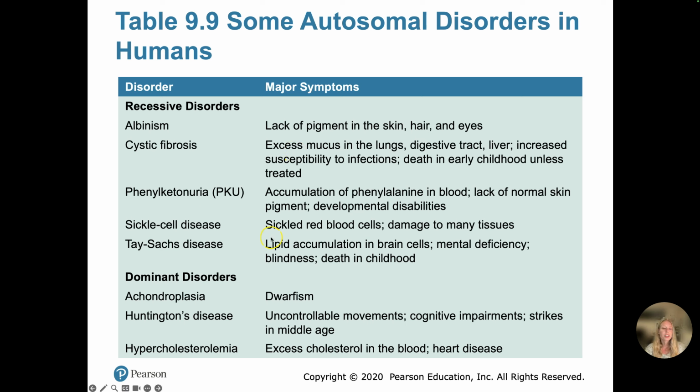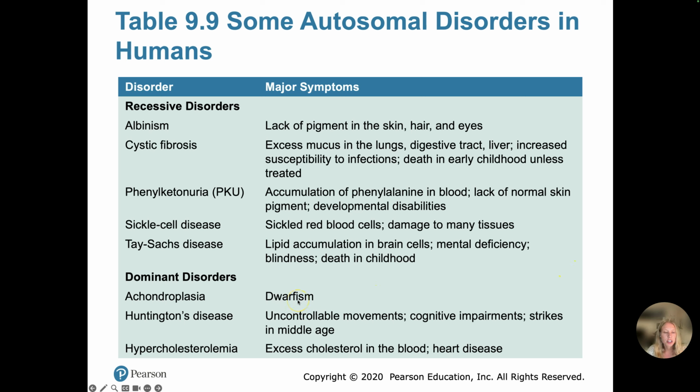And then our dominant disorders, we have achondroplasia, which is dwarfism, and Huntington's disease, whose symptoms are uncontrollable movements and cognitive impairments. It strikes in middle to late middle age. And then finally, we have hypercholesterolemia. The symptoms of that are excess cholesterol in the blood, which likely leads to heart disease later on in life.